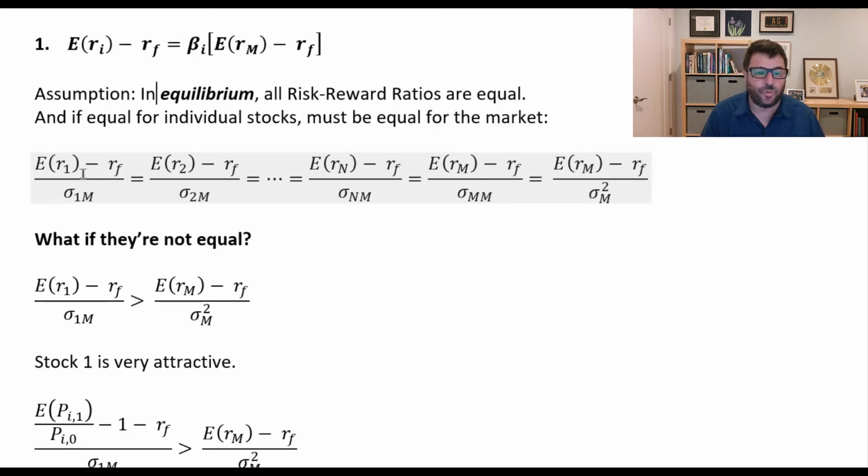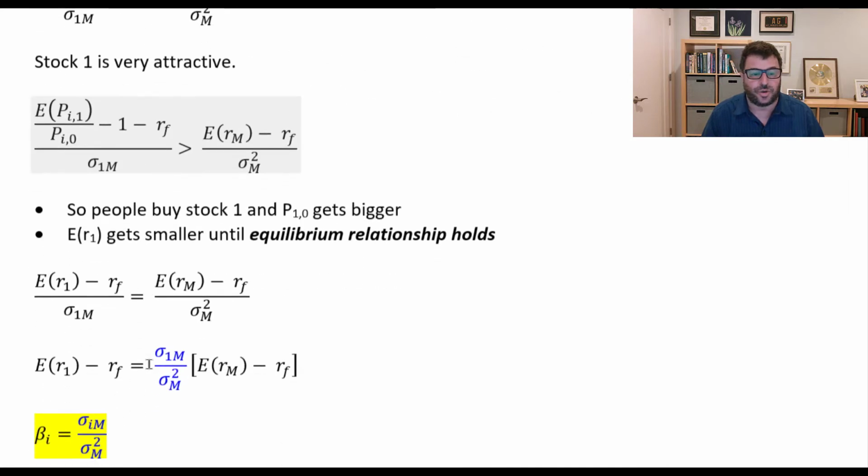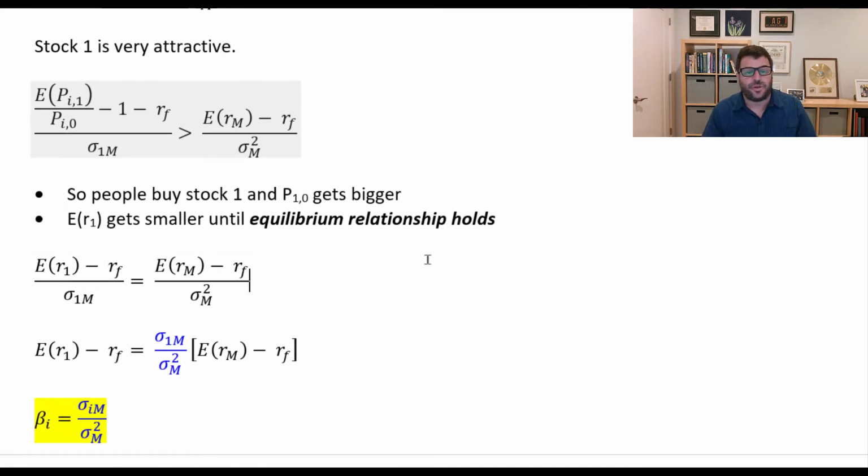What if they're not? What if this first term is bigger than this last term? Well, then stock 1 is attractive. It's earning more than it should relative to its risk. And so what happens is people buy the stock, the price goes up, the return goes down until they are equal. And so in equilibrium, it should be the case that the return of stock 1 relative to the risk-free rate divided by its covariance with the market is going to equal the market's risk premium divided by its variance.